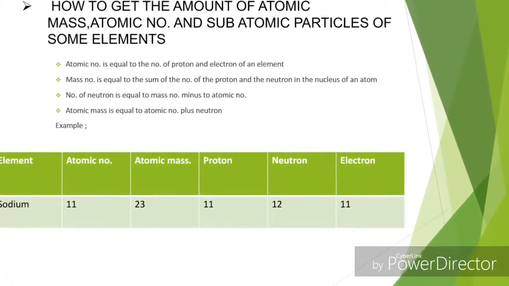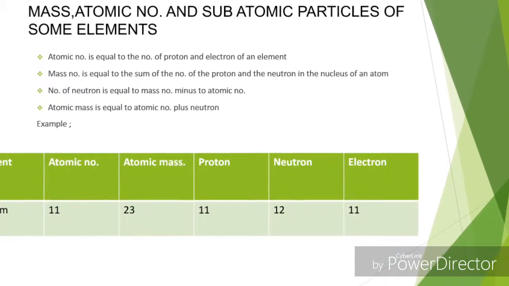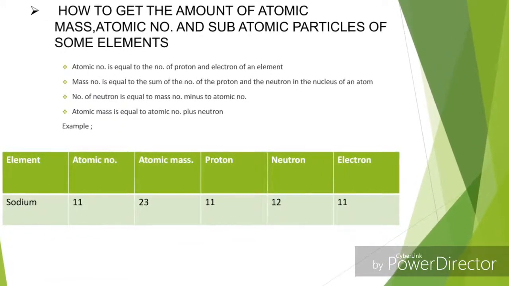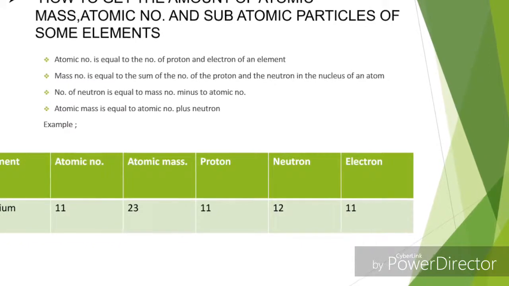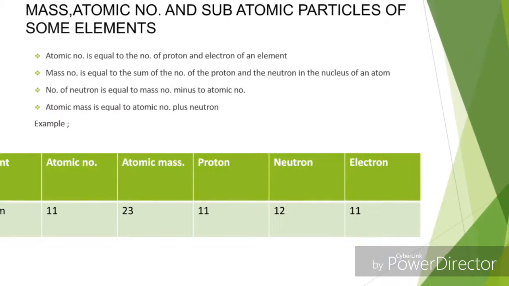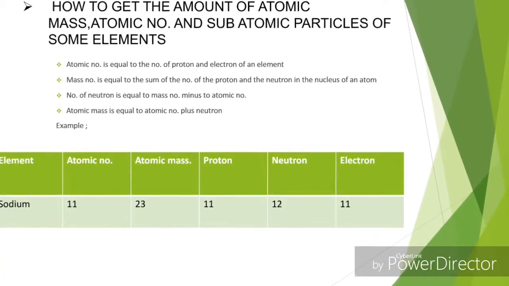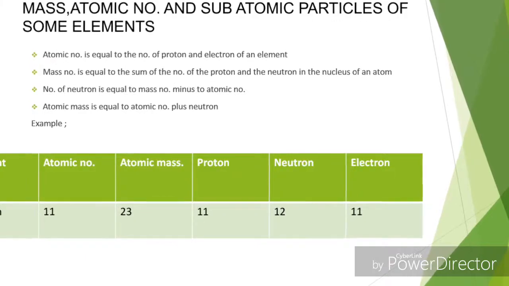The atomic mass of an element is equal to the atomic number plus the neutron. The atomic number is 11 while the neutron is 12. So 11 plus 12 is 23. The atomic mass is 23. The neutron is equal to the atomic mass minus the atomic number. The atomic mass is 23 minus the atomic number 11. So 23 minus 11 is equal to 12. So the neutron of sodium is 12.